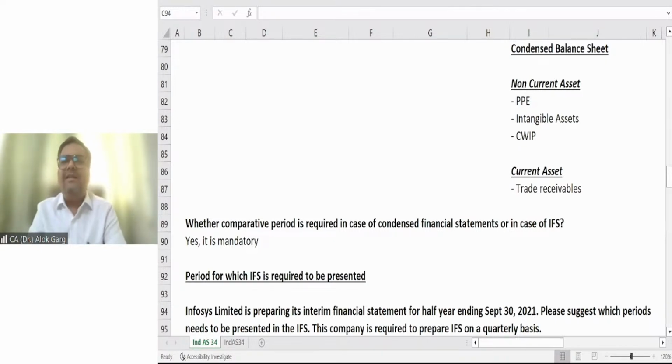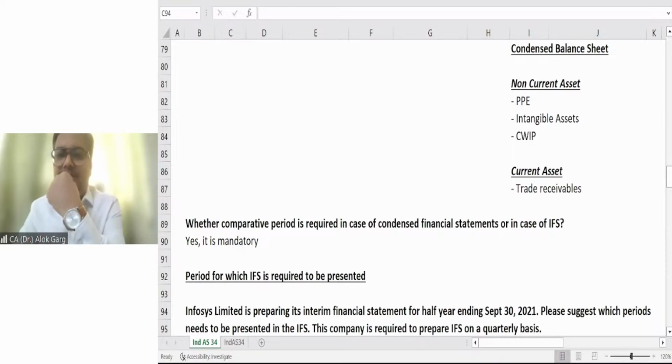Friends, I'll not say that it is same. Condensed financial statement has some completeness. Abridged financial statement, for example, the company will only take balance sheet, P&L, cash flow, and statement of changes in equity, and the company will not give any notes to accounts. In this condensed financial statement, the company is required to give some notes to accounts, which I am going to cover in the next part. So I will not say that the condensed and abridged financial statement are same. Condensed financial statements are the complete financial statement where limited disclosures are required.